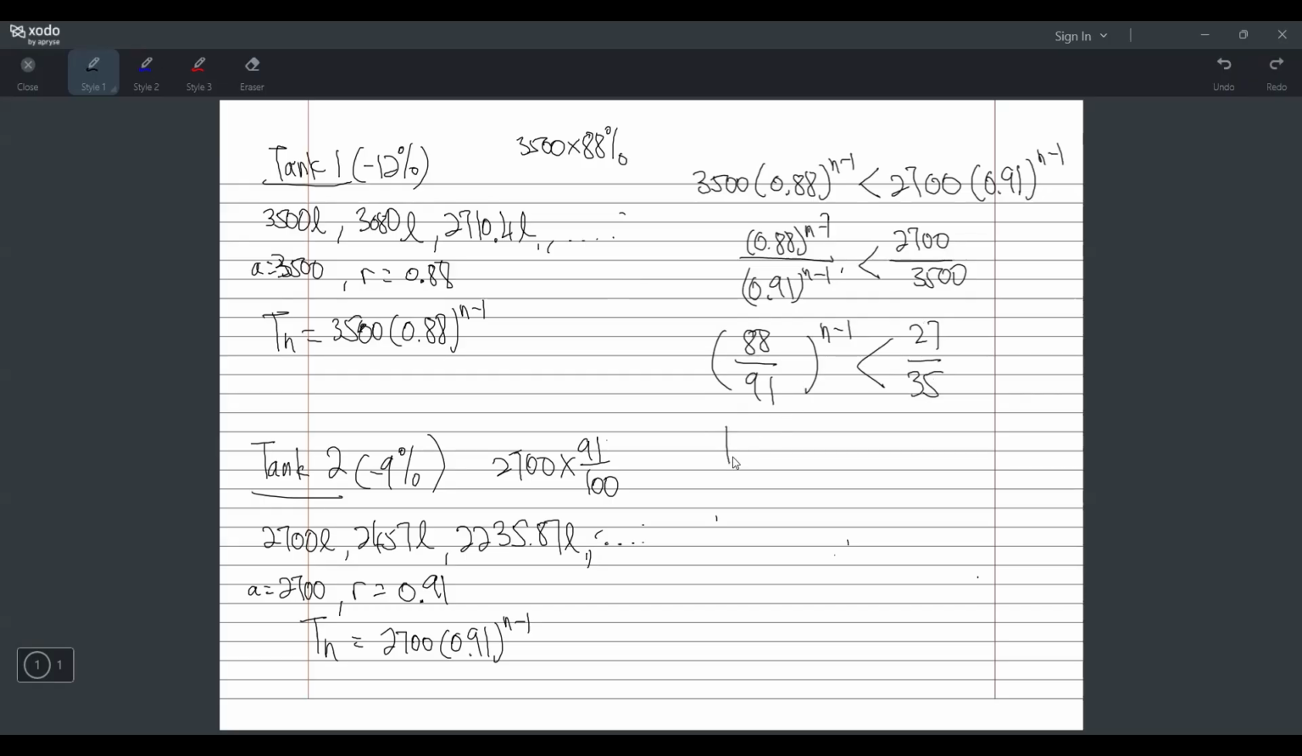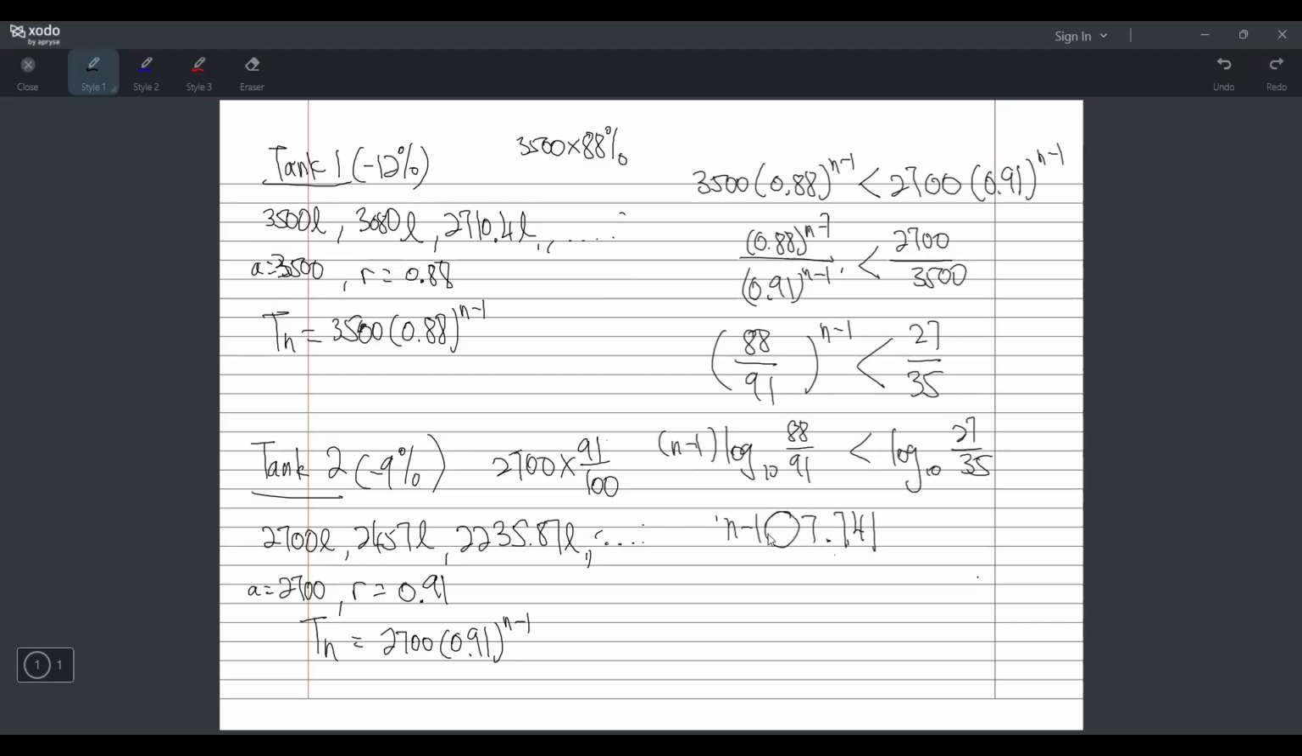So what you have to do now is take log on both sides, and you will use log base 10. The 88 over 91 here, the power can be brought in front, and here is 27 over 35. Now you can find n minus 1. Just divide: press log base 10 of 27 over 35, divide log base 10 of 88 over 91. My calculator gives me 7.741.